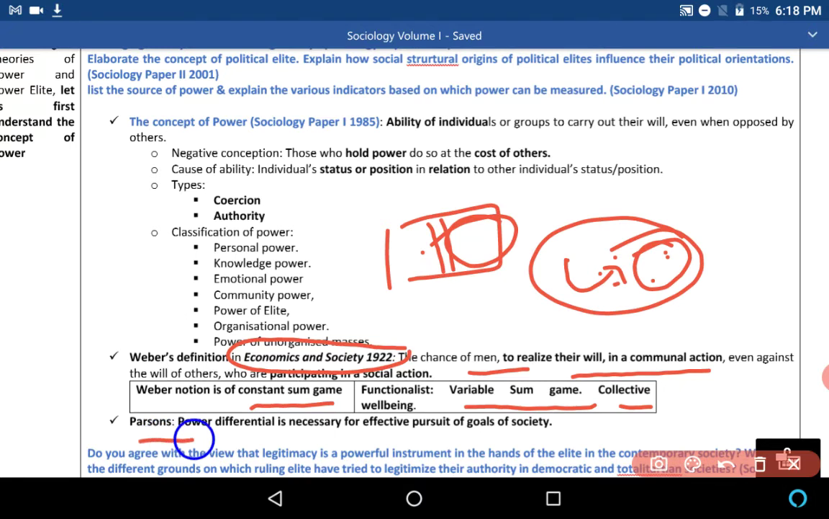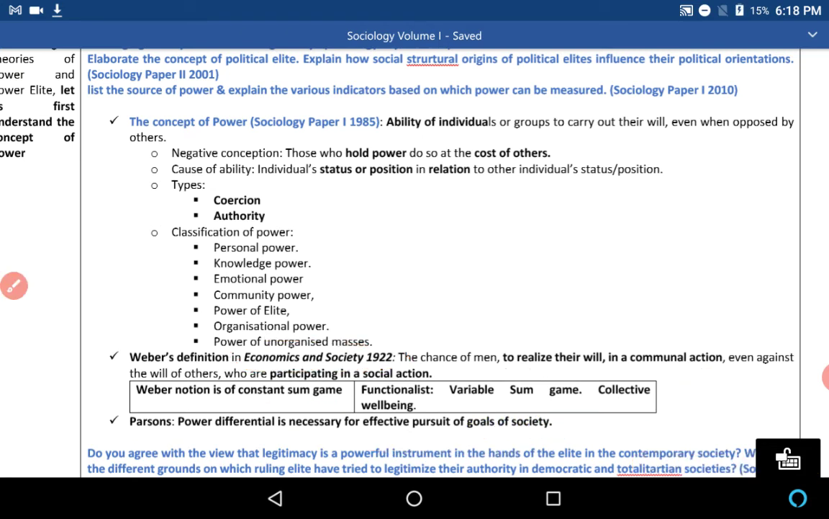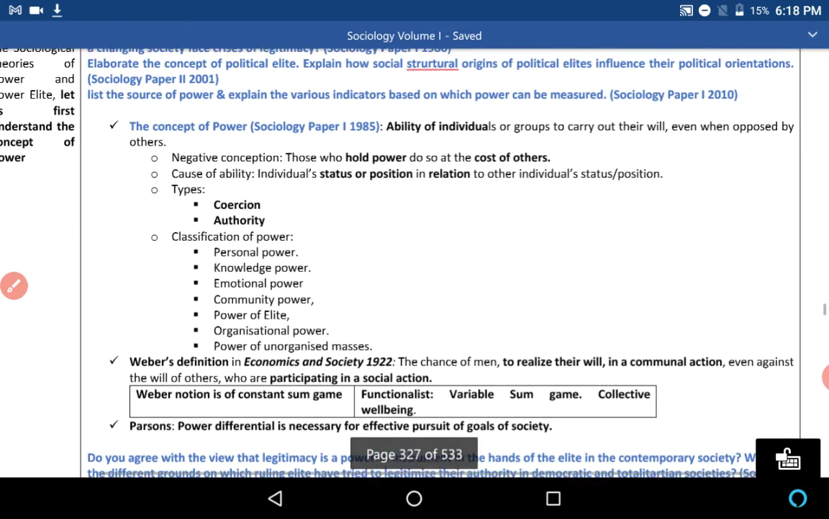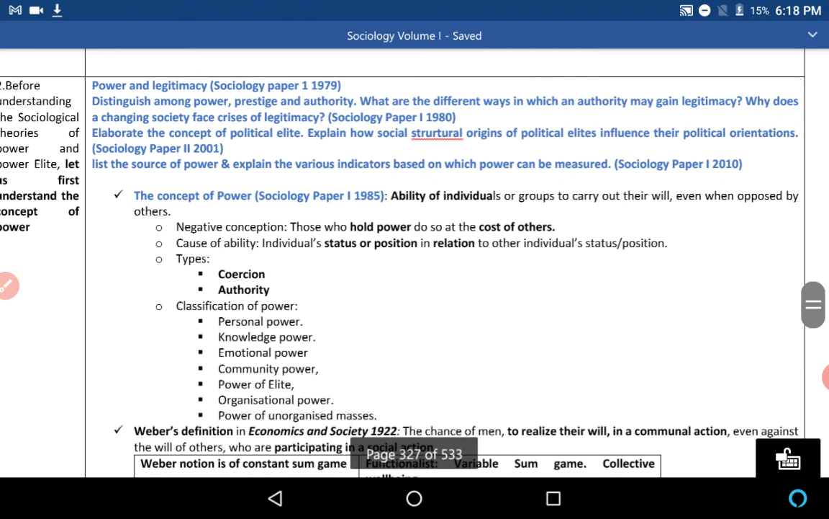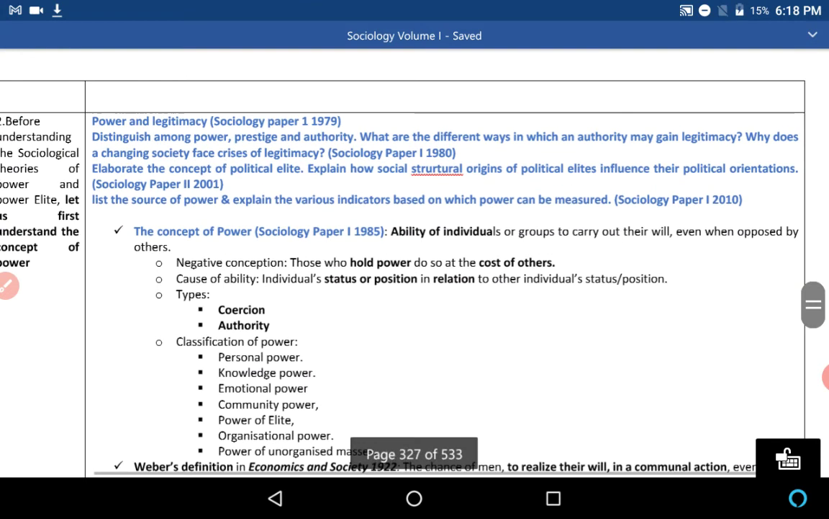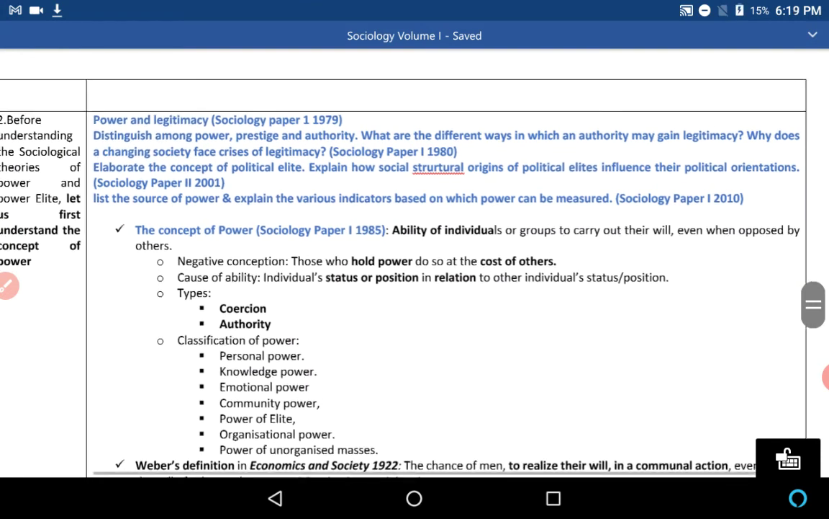Now Parsons, in a way, is of the sociological view of equilibrium. So he'll always say that power differential is necessary for effective pursuit of goals of society. If a society has to function, then this power differential is important. Now, you can go through the previous year's questions.